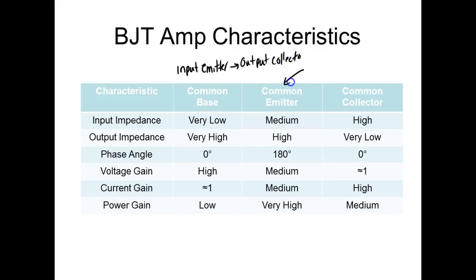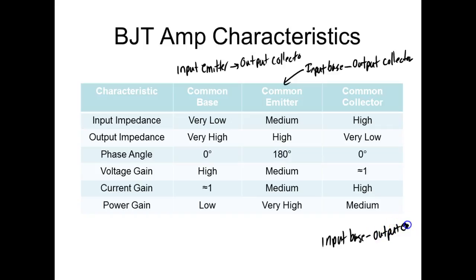On the common emitter, what do we input on? What lead does the input go to? Goes into the base. And what do we output off of? Collector. Common collector, what do we input on? We input on the base, and we output on the emitter.